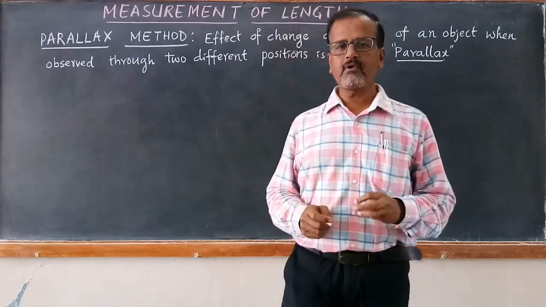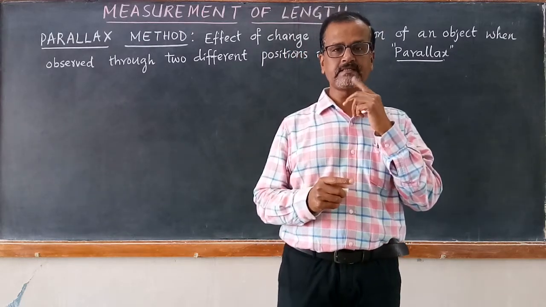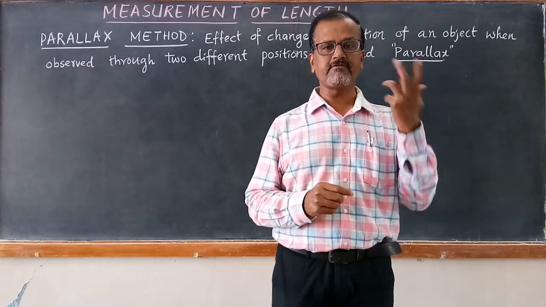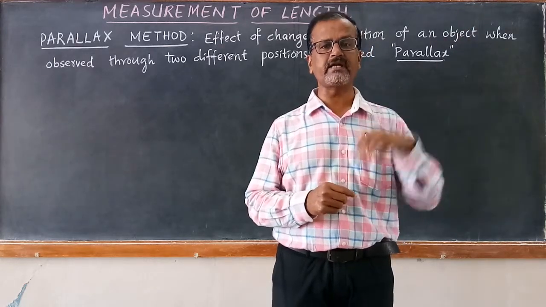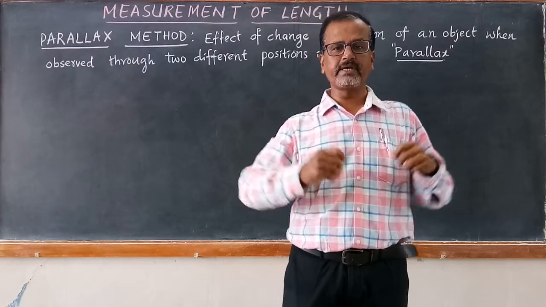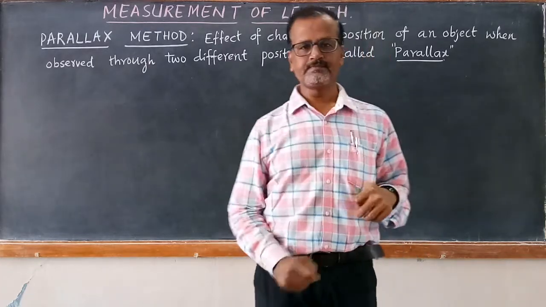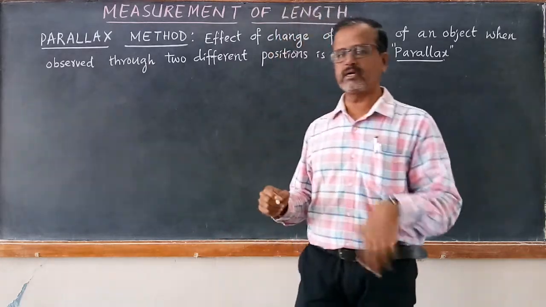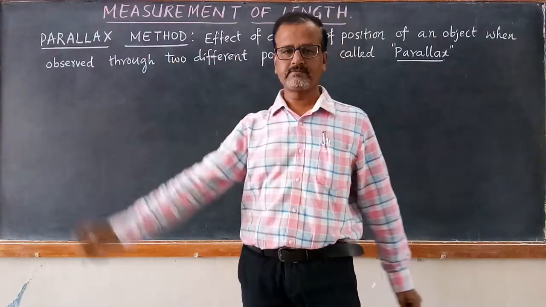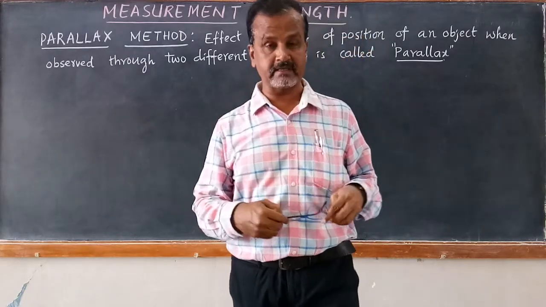So, for measuring the distance of a planet, the distance of a satellite like the moon, the distance of stars, the distance of the sun, we cannot use the direct method, we cannot use a meter scale. So, we use an indirect method. One of the important indirect methods is the parallax method. What is parallax? First, let us understand the meaning of parallax.